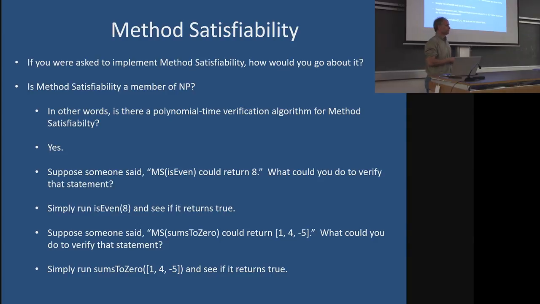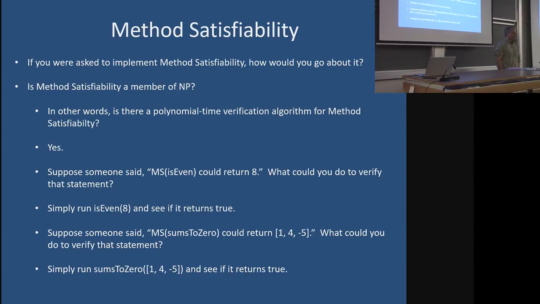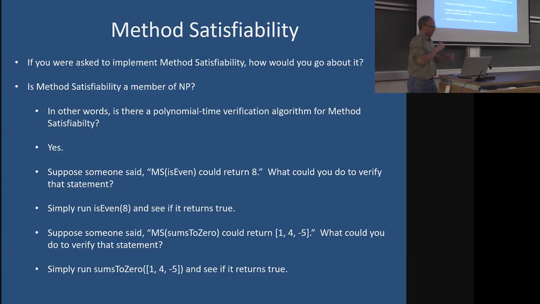Isn't NP at this point empty? No. NP-complete, you know, if this is 1970, we haven't proven any problems are NP-complete yet. But NP is the set of all problems that can be verified in polynomial time. So it exists. So we've got to show that they all reduce to method satisfiability.